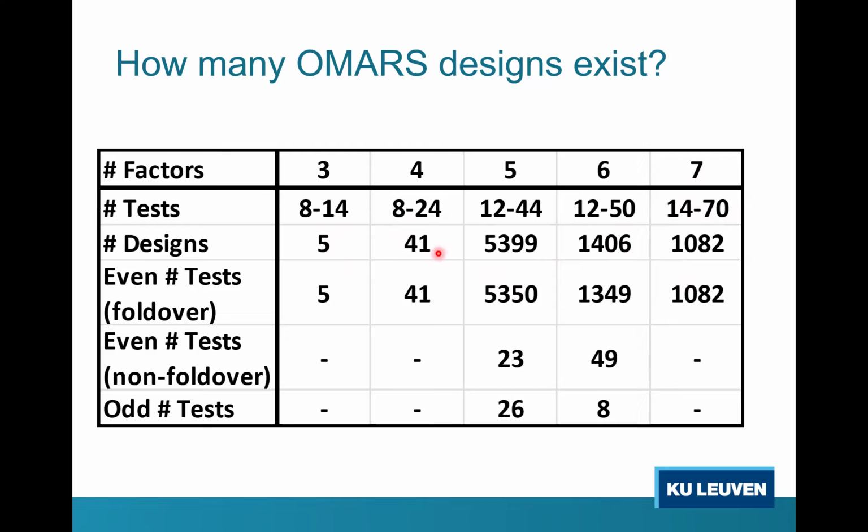You can see that the more factors you want to study, the more different OMARS designs exist. And I should point out that in our very first published paper about that topic, we ran into computational difficulties for 6 and 7 factors. So our enumeration, our search for OMARS designs was not complete at the time. So you can already see that we found quite a lot of new experimental plans in the very beginning of our investigation of this topic.